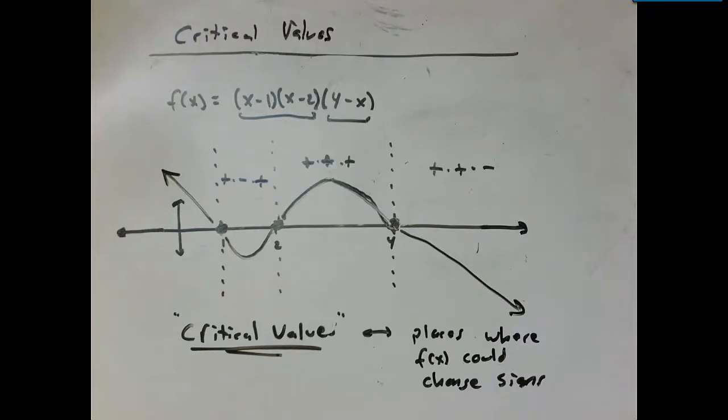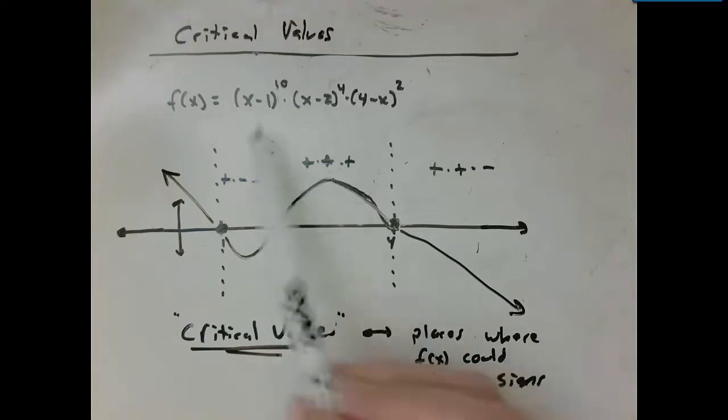And then I defined the term critical value, and I said 1 and 2 and 4 are the critical values here, because they're the places where the function might change from being positive to negative or back. In this picture, they actually do change from being positive to negative in all three. But think about what would happen if I did this instead.